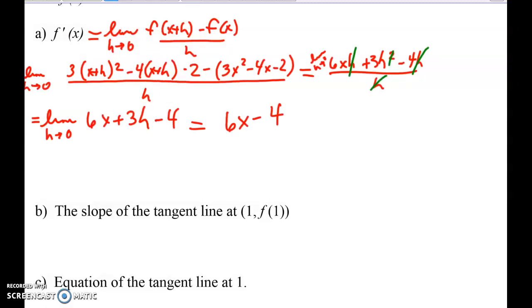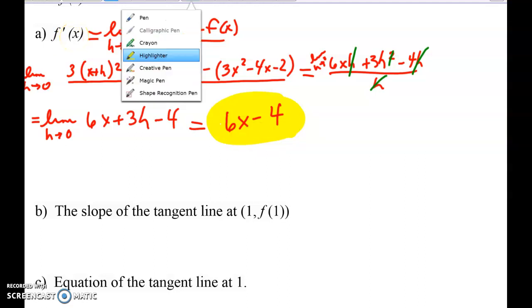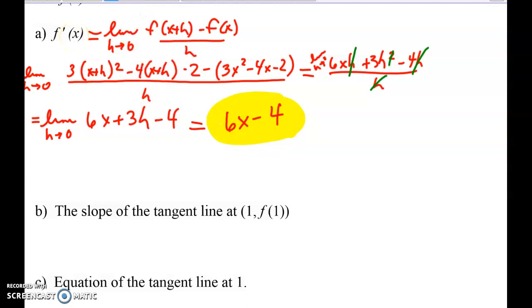Okay, so I multiplied everything out, canceled an h, put a 0 in for h, and found here that this is the equation of the tangent line to that function. This is f prime of x. So, once we know that, what is the slope of the line when x equals 1?